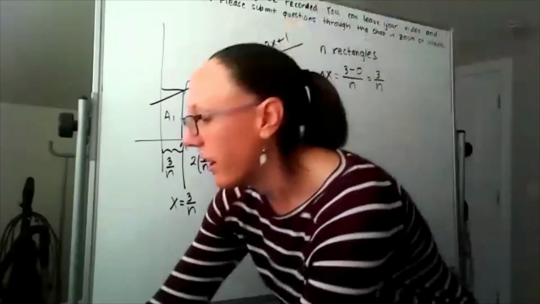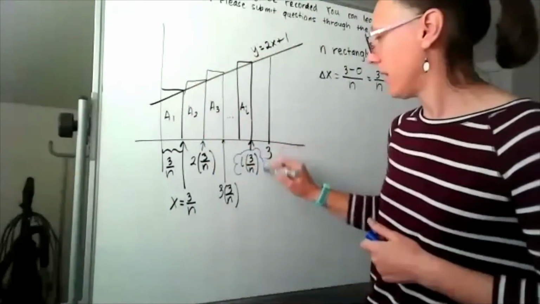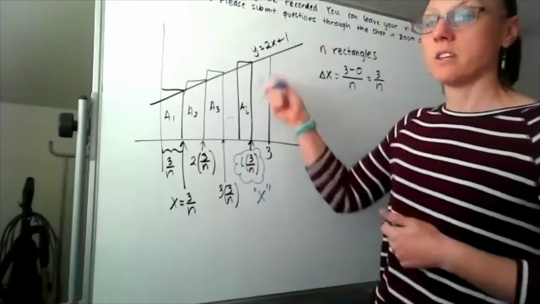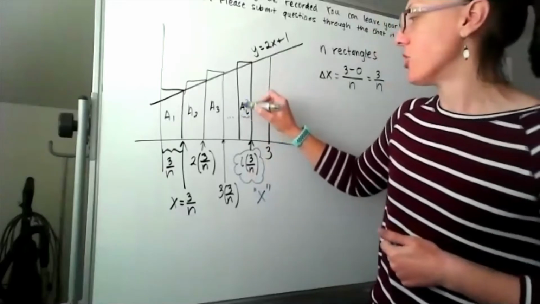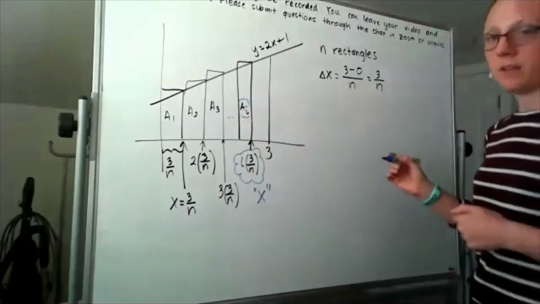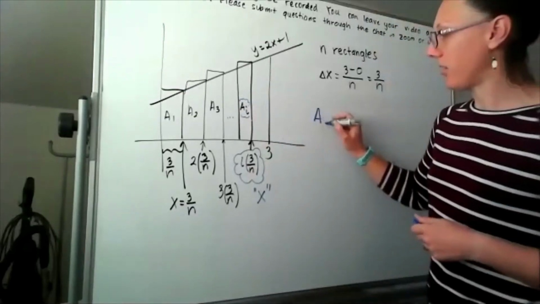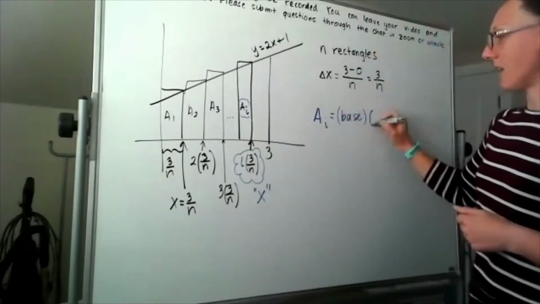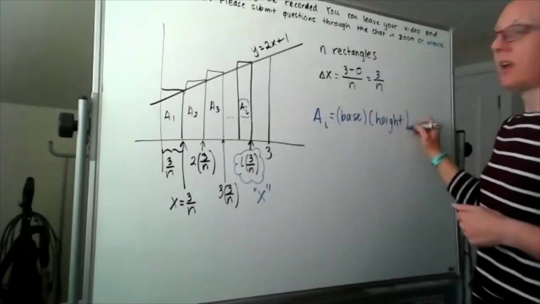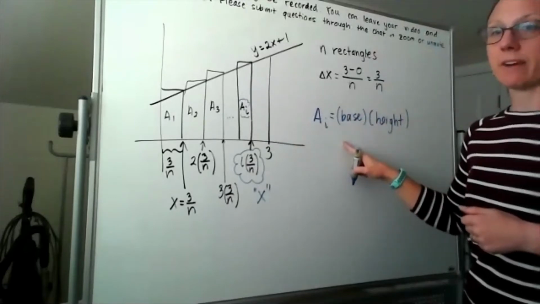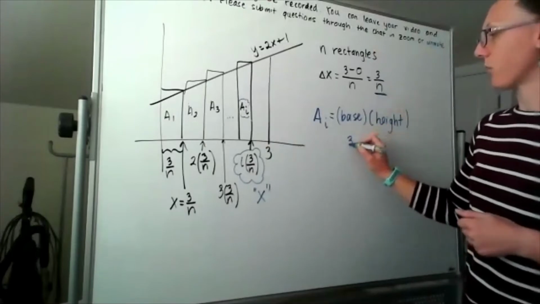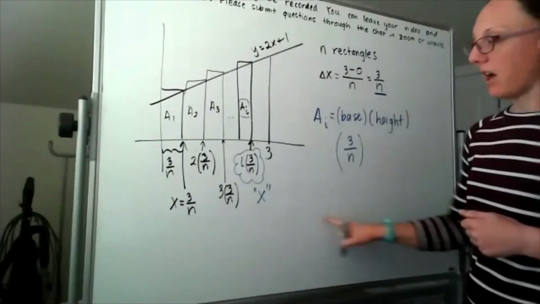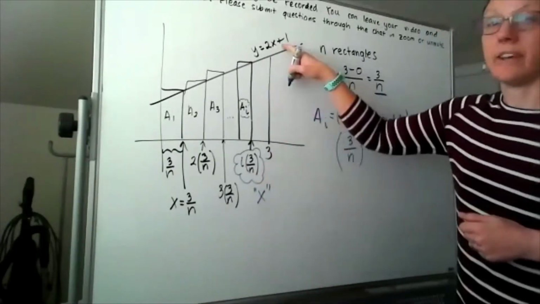So this right here is like my generic x value that we're going to use to figure out the area of this generic rectangle. So I know that for my ith rectangle, the area is going to be the base times the height. And that base is the same for each of my rectangles. Each rectangle has a base of 3 over n. The height of my rectangle is going to come from taking that x value and plugging it into our function.